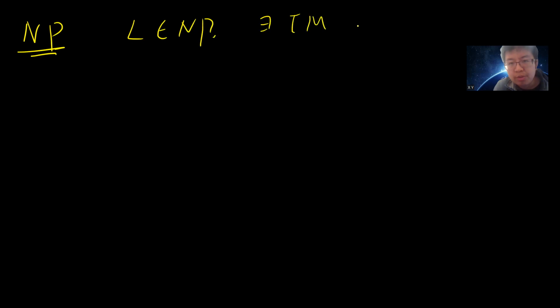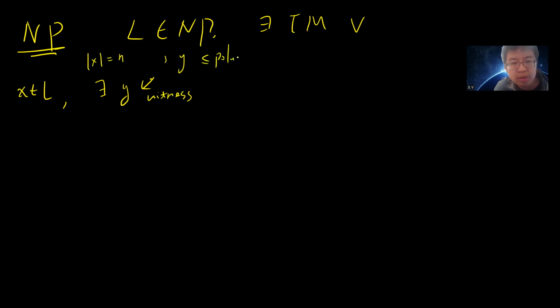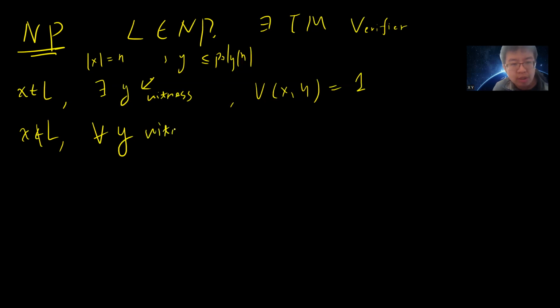One famous result is NP. We say L belongs to NP, which basically means there is a Turing machine V such that for x belonging to L, there's a witness y. Let's say x has length n, and y is bounded by poly(n). So V(x, y), the verifier, can easily check that x indeed belongs to L, and outputs 1. And if x does not belong to L, then for every y, the verifier will always say no. That means you cannot cheat the verifier if you write a wrong proof.